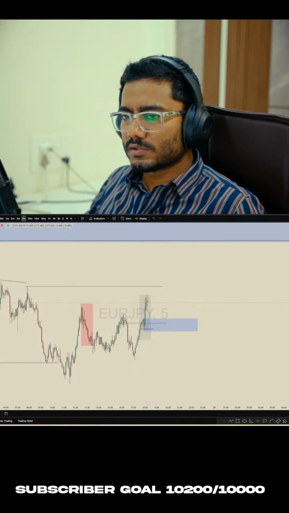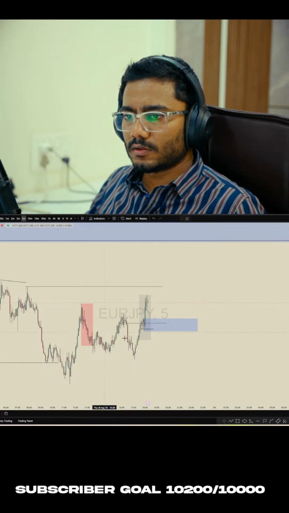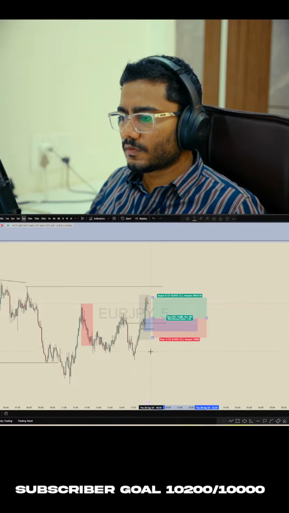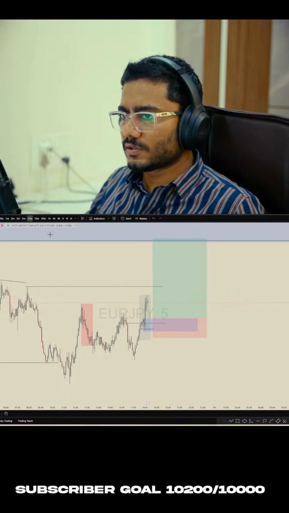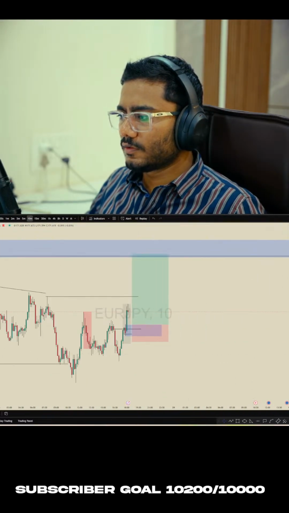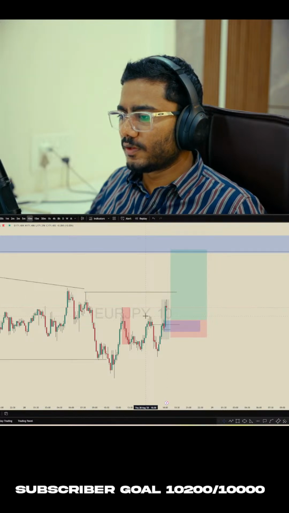So this looks good to me. Entry, stop loss below this low. And we can target the next high, which is this one. So everything over here has been liquidity. For extra confirmation, we will wait for price to break this high.